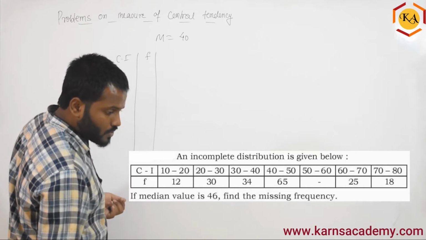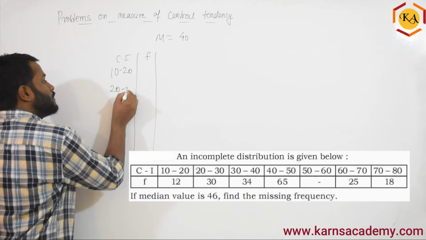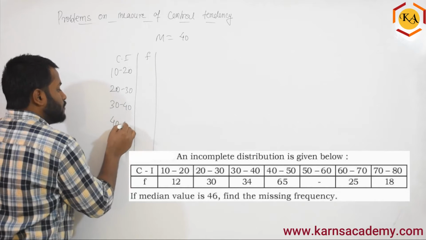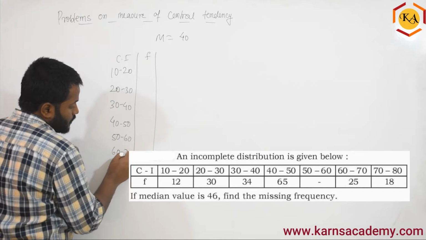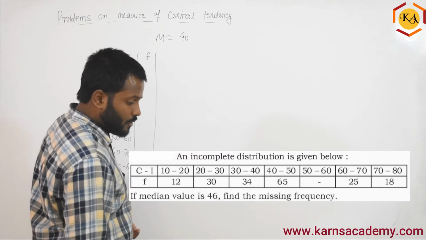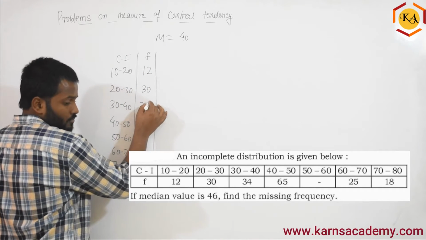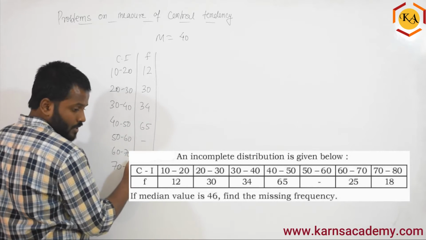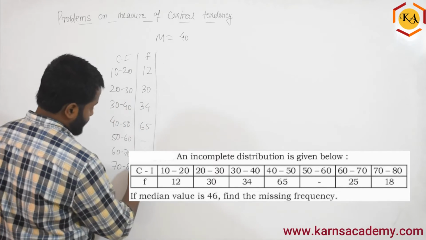What is the class interval they have given? 10 to 20 up to 70 to 80. So 10 to 20, 20 to 30, 30 to 40, 40 to 50, 50 to 60, 60 to 70 and 70 to 80. And then the frequency they have given 12, 30, 34, 65, missing, and then 25, and then 18.